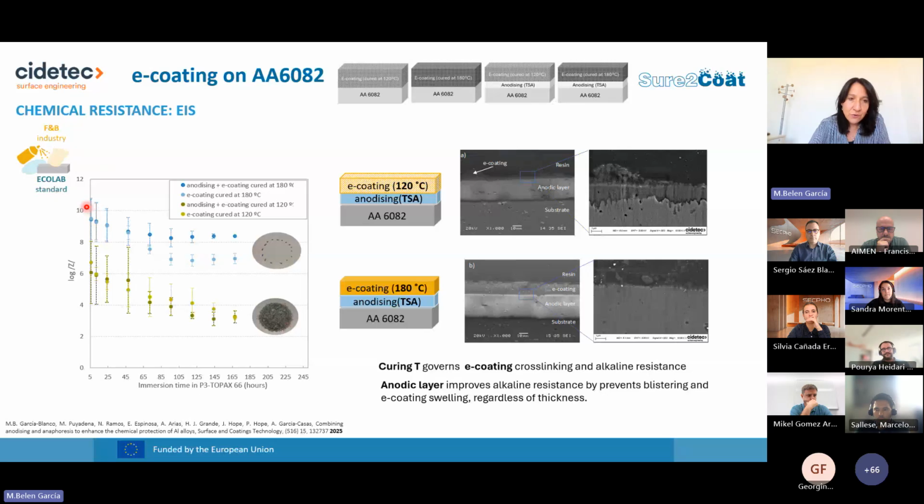Why? Because we have increased a lot the barrier properties of this coating system. What we found was that the curing temperature governs the e-coating cross-linking, and thus its resistance to alkaline products and also to corrosion, and that the previous anodizing layer improved the alkaline resistance because it prevents blistering and it prevents the swelling of the e-coating. And we have also found that when we applied anodizing layers with different thicknesses, an anodizing layer of 2 microns was enough to prevent the swelling of the e-coat.